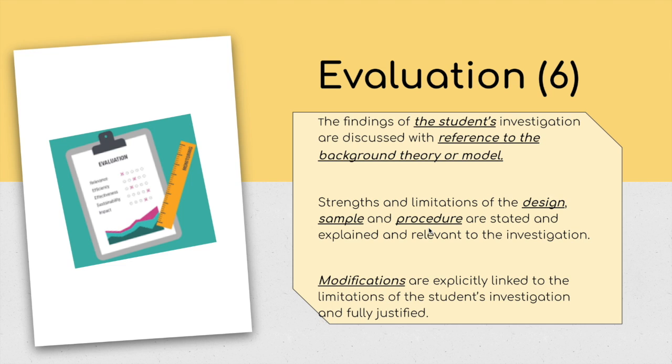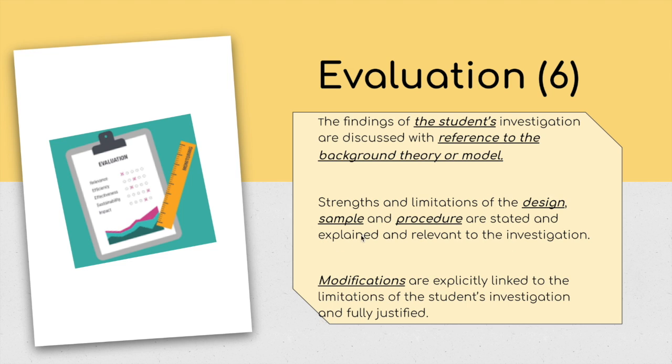There's a bit of controversy on whether they would give you 6 marks if you just did 2 or just did 1 really well, but the criteria does state all 3. Some of you did not. You didn't tell me the strengths and limitations of your design. You didn't tell me the strengths and limitations of your sample. You didn't tell me the strengths and limitations of your procedure.